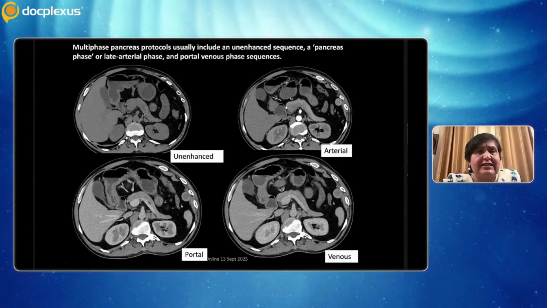So multi-phase CT protocols usually include an unenhanced scan followed by a pancreatic phase, which is a late arterial phase, and the portal venous phases. So that's a plain scan. You can see the pancreas over here, like you were seeing it on this diagrammatic representation which I showed you. That's the C-shaped structure, which is here, or a comma-shaped structure.